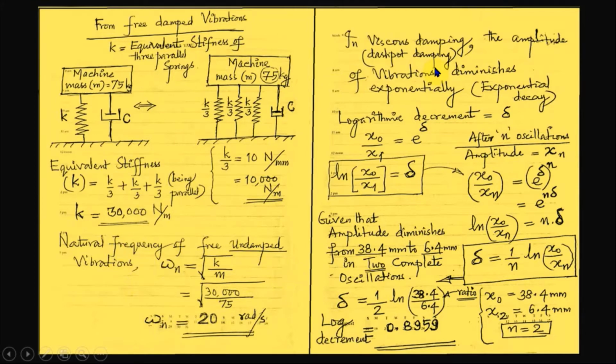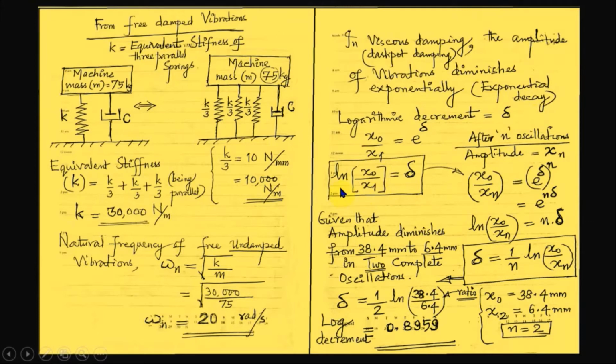Now in viscous damping, you know that the amplitude of vibrations diminishes exponentially, that is exponential decay. So in order to represent the exponential reduction of amplitude in a viscous damped system, we have a term called logarithmic decrement delta. Logarithmic decrement actually is the natural logarithm of the ratio of successive amplitudes of vibrations.